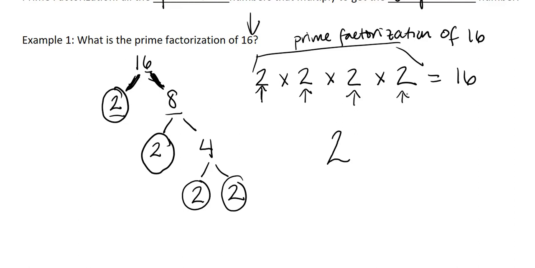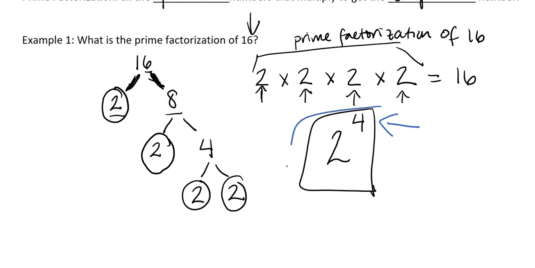So to show this, rather than writing 4 2's being multiplied together, we can just put 2 to the 4th power. Now, this is called an exponent. It tells us how many copies we have of the number 2, which in this case we have 4 of them. So what is the prime factorization of 16? We can represent it like this, 2 to the 4th power, or we can show it as 2 times 2 times 2 times 2. They mean the exact same thing.